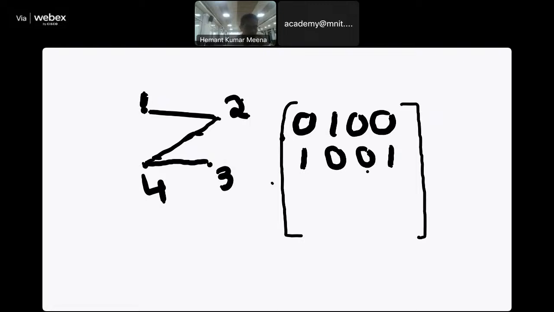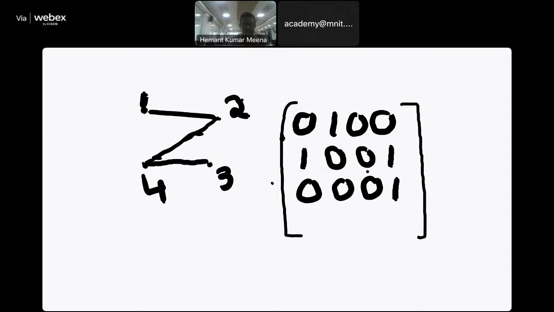What about the third one? In the third one, see what we are seeing here. Is the third connected to 1? No. So that is 0. Is the third connected to 2? No, it is not connected to 2, it is 0. Is the third connected to 3? See, we are not taking self connection, it is 0. And then finally, it is 1.